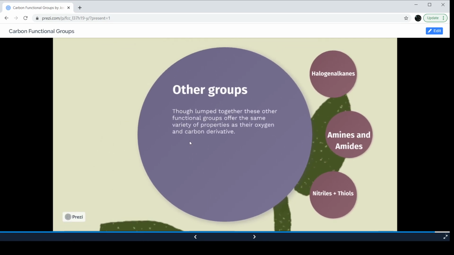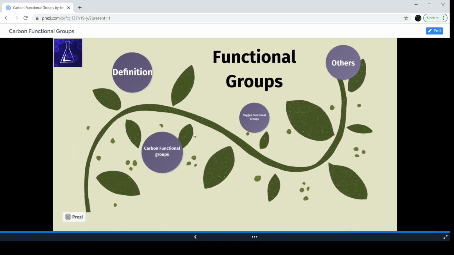So these are the main groups that we need to be able to recognize and be able to draw out if need be. This will close us out for this particular section, and those are all the functional groups that we have for organic chemistry this year.